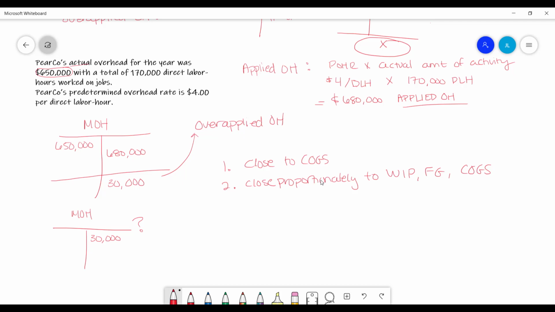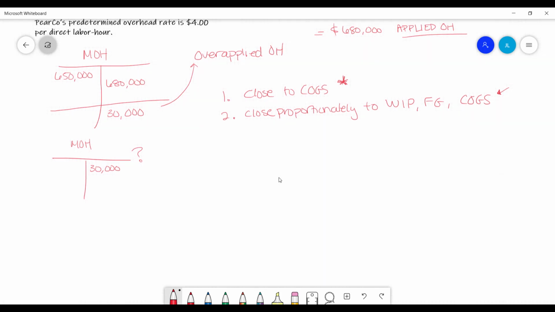Okay, so we're going to mostly be focusing on the first method. It tends to be the most straightforward, where the second method is a little bit more complex, so it's going to give you a little bit more accurate distribution of that over-applied amount, but the first one obviously is going to be quicker. So let's see what that would look like if we're going to close it to cost of goods sold. So just like we would close our revenues, expenses, and dividends and income summary in financial accounting, the same concept applies here.